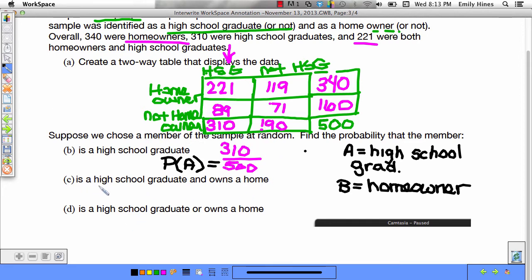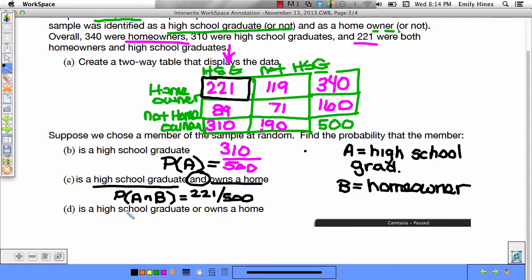Okay, so this one is wanting the probability that the person is a high school graduate and owns a home. Okay, for and, that means both of them have to be true. So there's only one category up here that fits that. The only time when they are a high school graduate and they own a home is this one right here, which means that the probability of A and B is equal to 221 over 500.